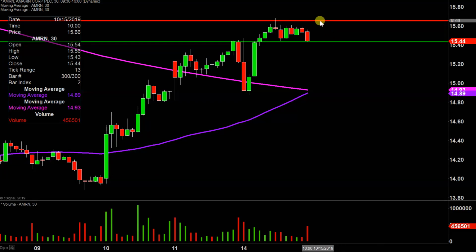What about levels of resistance? Nothing new here to report. More so probably confirmation would be an accurate term, but 15.65 did indeed act as resistance earlier on in the day, that red line there.